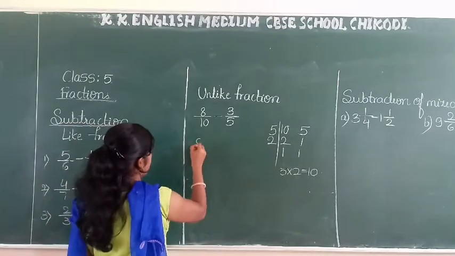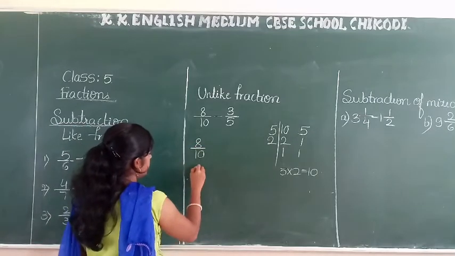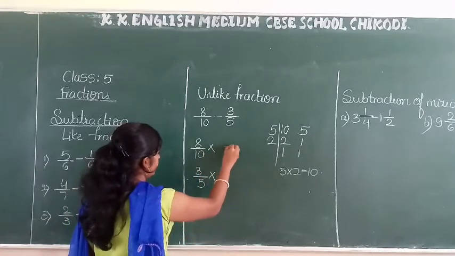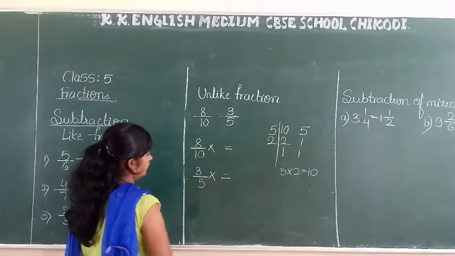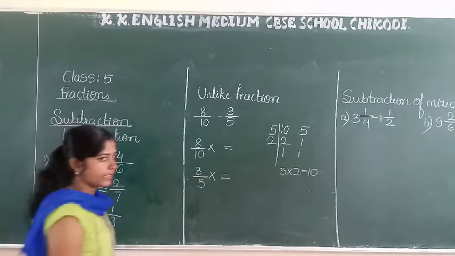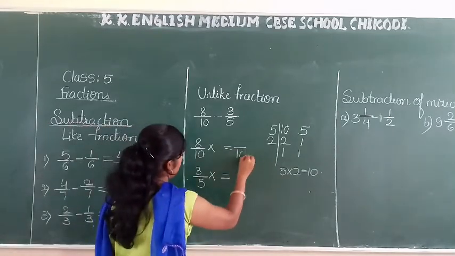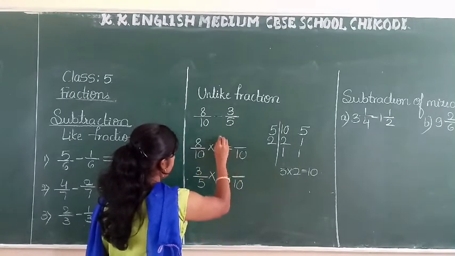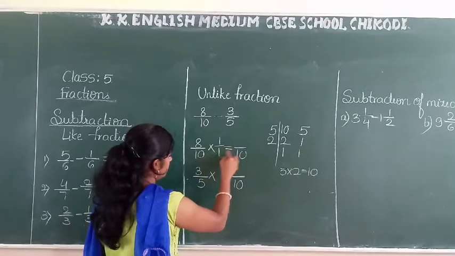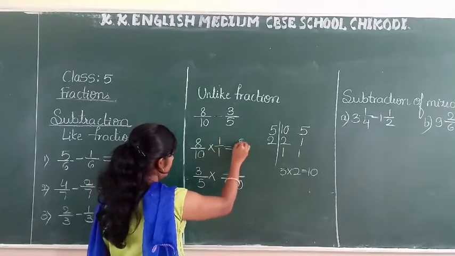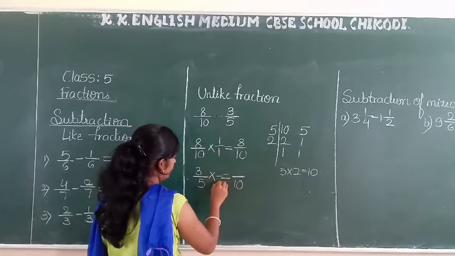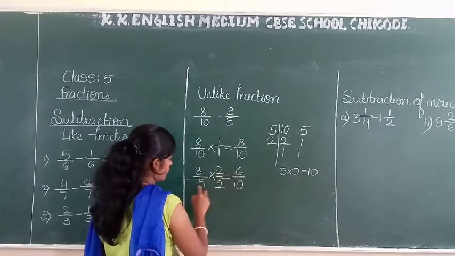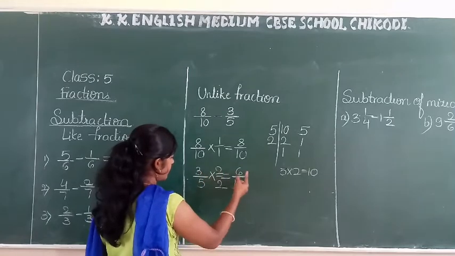Then take 8 by 10 minus 3 by 5 and equal. What I have to write here? Denominator 10. Why? Because my LCM is 10. 10, how much is 10? 10 ones are 10, 8 ones are 8. 5, how much are 10? 5 twos are 10, 3 twos are 6.